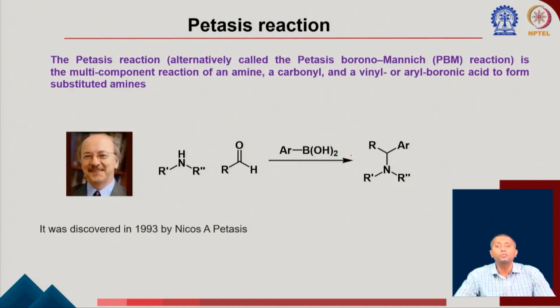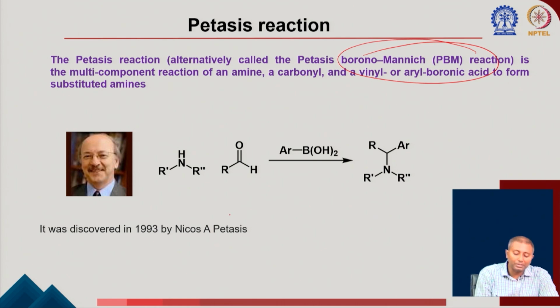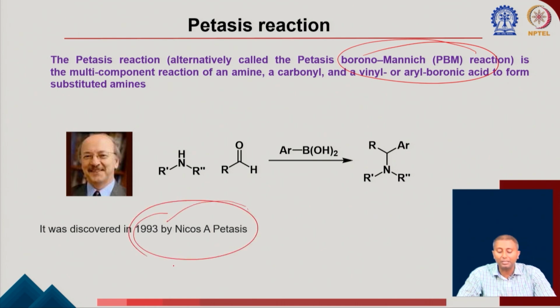The other important reaction using organoboron compounds is the Petasis reaction, and we are going to see that the 1,2 migration is still going to work here. This is mostly a multi-component reaction, and it can be called a boronic Mannich reaction. Nikos A. Petasis discovered this reaction in 1993.